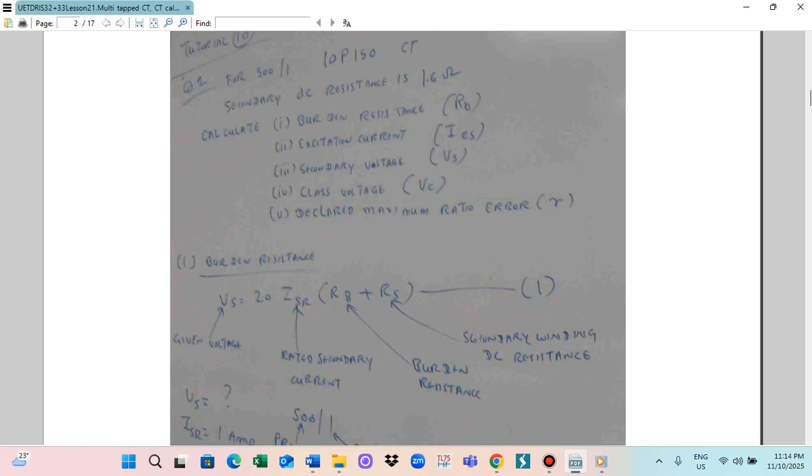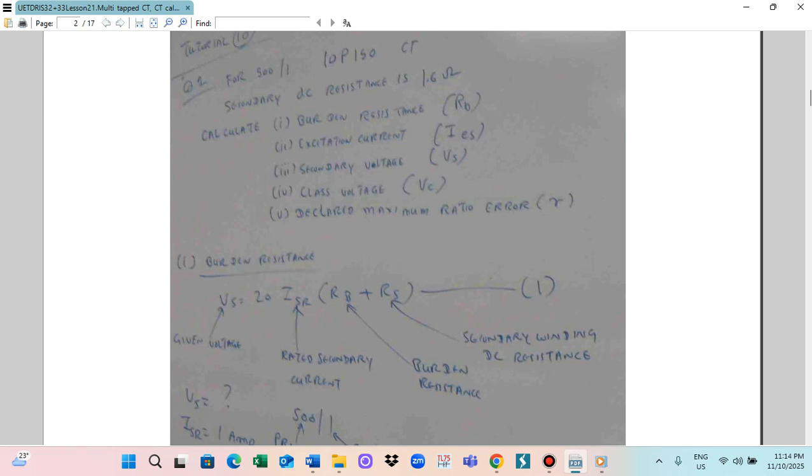In this case, IE is the secondary exciting current, to excite the secondary winding magnetic flux. IS is the rated secondary current, K is the rated accuracy limit factor. So in this case, how do we find the composite error and the rated accuracy limit factor?